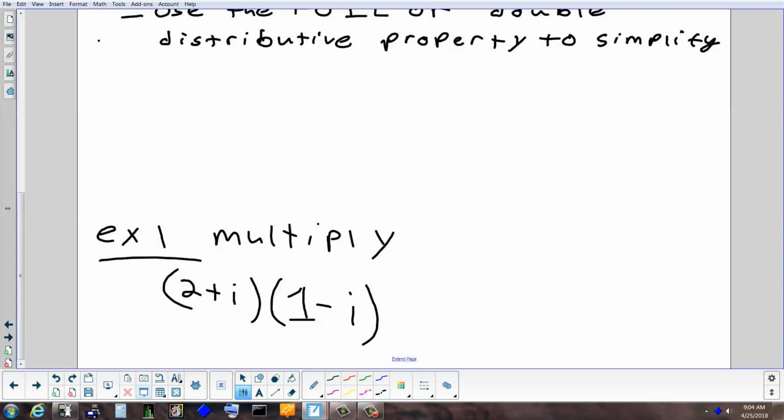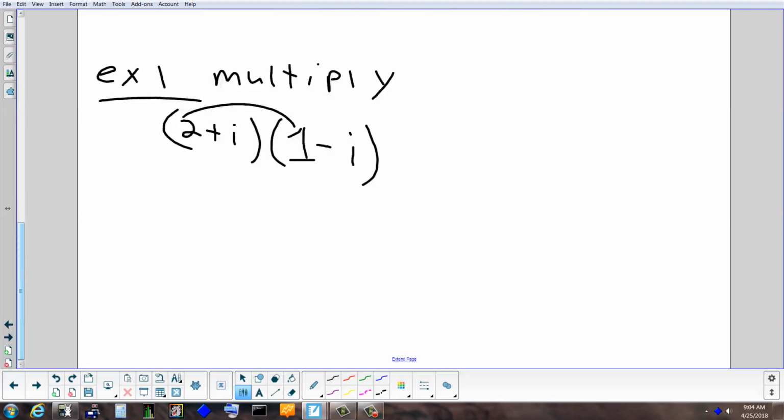So Brady, what would be the first two things I would multiply together? 2 and 1. Yep. 2 times 1. And Lexi, if I multiply 2 times 1, what do I get? 2. Okay, so there's the first part. Okay, Abby, what are going to be the next two things I multiply? The 2 and the i. Yeah. Careful, it's not an i.